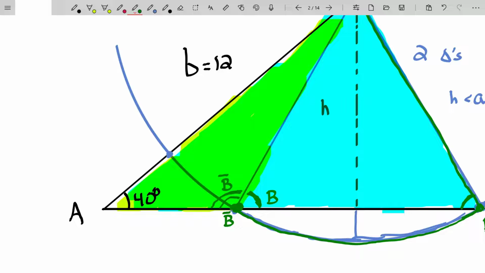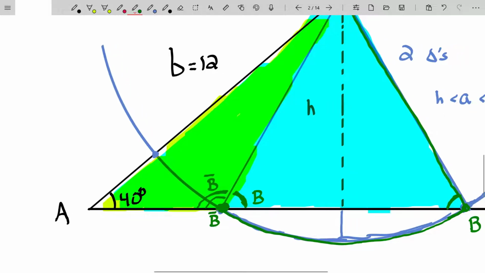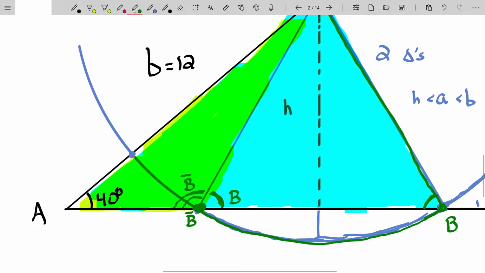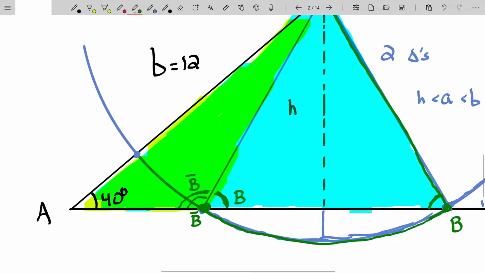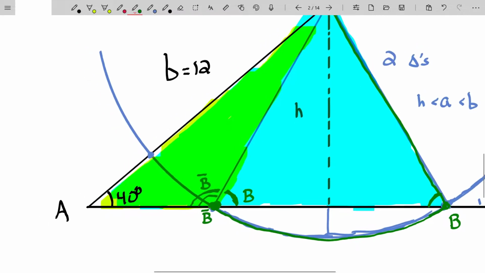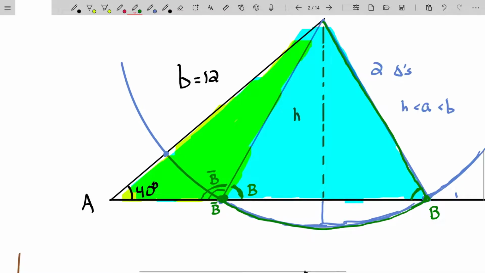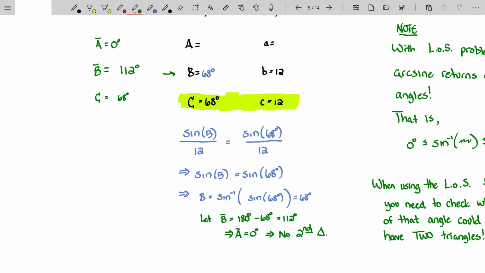In other words, B bar plus B add to 180 degrees. And that's why the B bar, the alternative universe triangle, is always the supplement of the angle B that we originally find. If there are two triangles, angle B will be the supplement and it will fit a second triangle. In this case, it didn't, but I'm just saying if it could, it would.